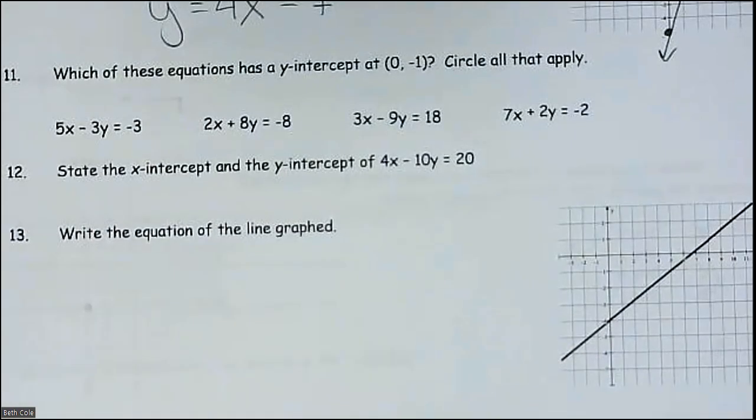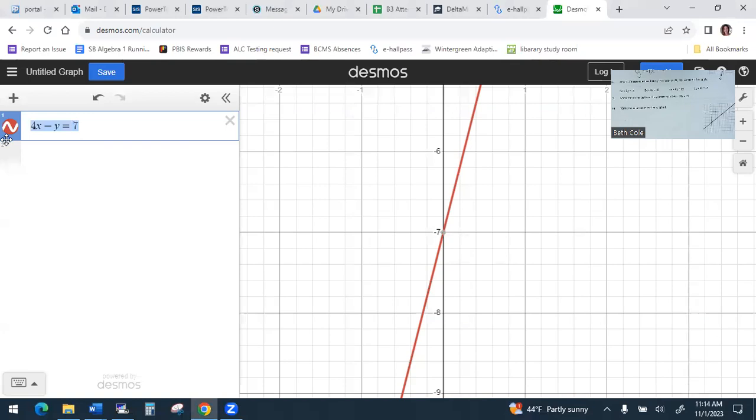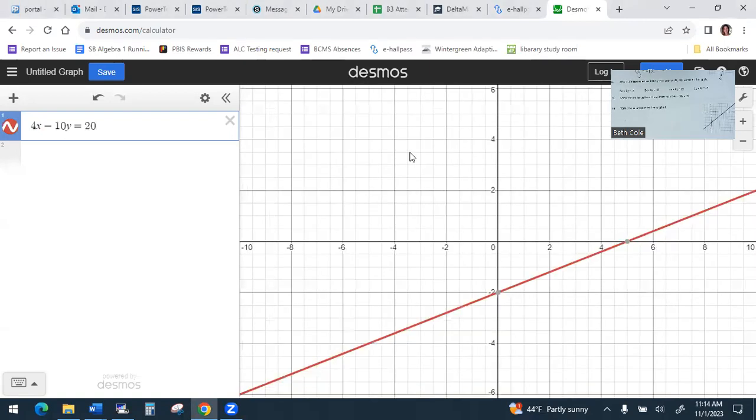Yeah, well, let me do 12. We'll do 12 as well because that won't take long. All right, so I'm going to come over here, type that in. What is it? 4x minus 10y equals 20. Now, I get that I am typing it in the calculator, but you still have to know what an intercept is and how to write it.